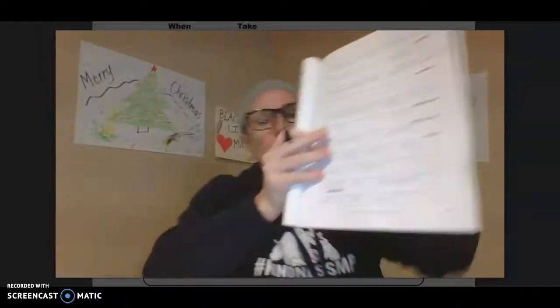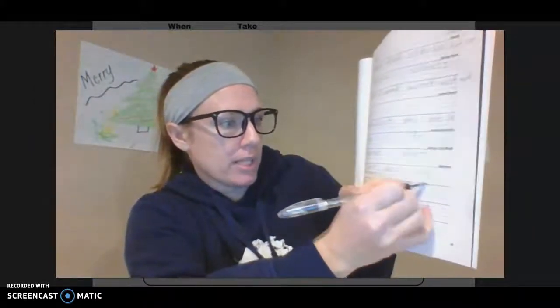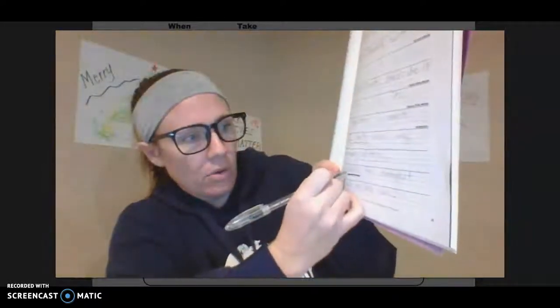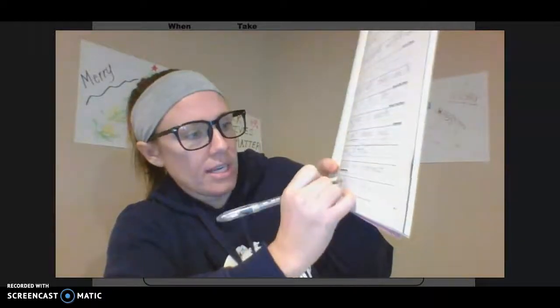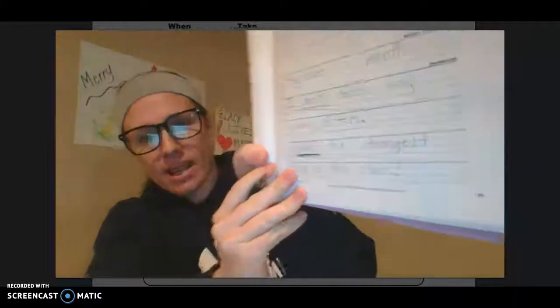Fantastic, my friends. Let's scoop these 2 sentences to read them smoothly. I don't clean my room often. Who's the strongest kid in this class?